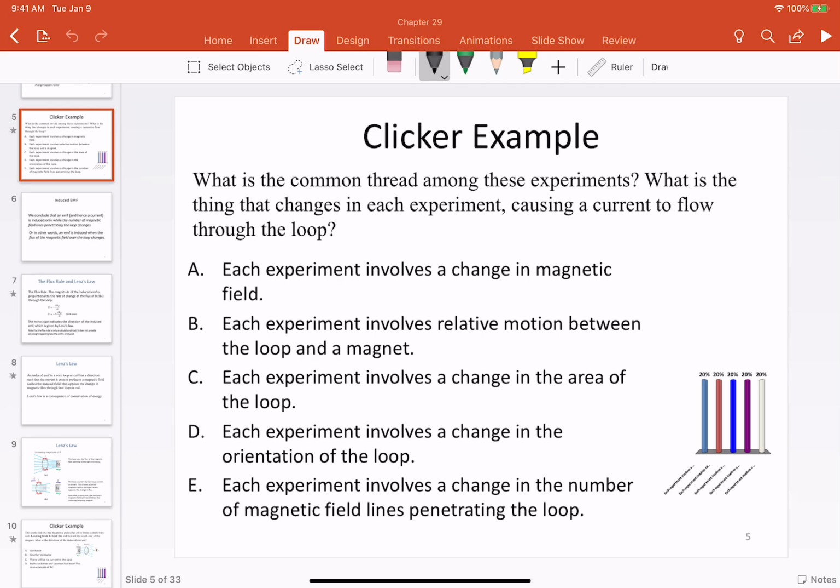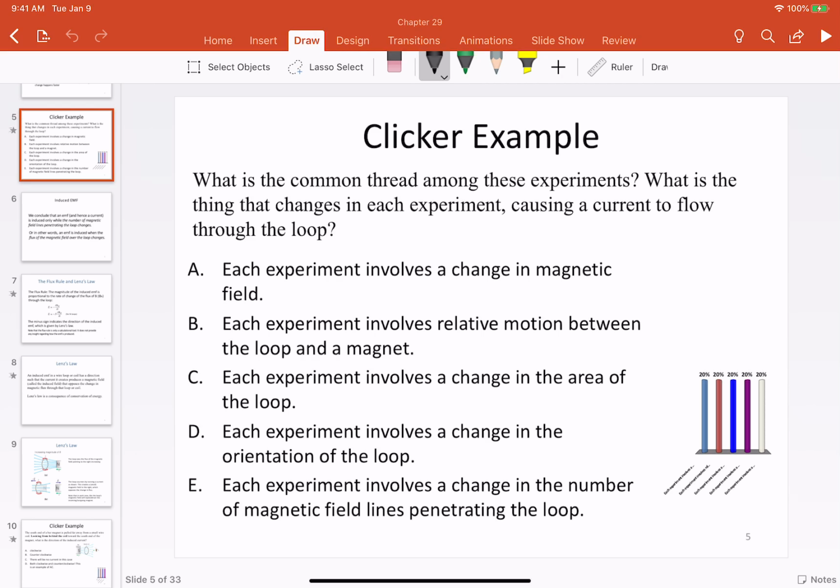The correct answer is that each of these experiments involves a change in the number of magnetic field lines penetrating the loop, right? A is not correct because not each experiment involves a change in magnetic field. You can have the magnetic field constant, but if you move the loop around or if you change the orientation or the area of the loop, you're going to get a current. So A is not correct.